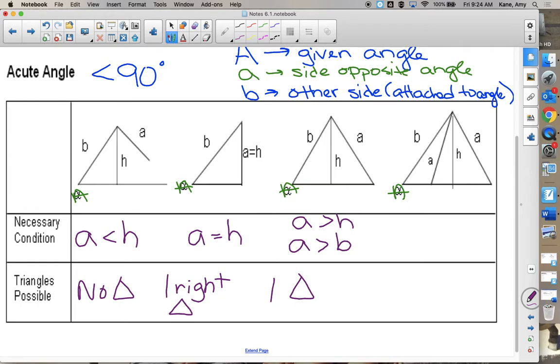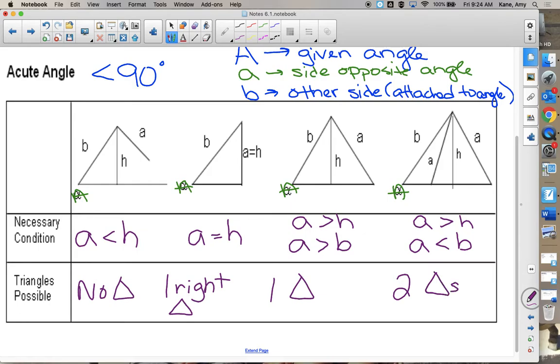And then the last type is when we end up getting 2, and that's the special case that we're really going to look at today. That happens, again, when A is greater than H. So it must be equal to or greater than for a triangle to exist, but then it's less than the other side. That then makes 2 triangles. And we're going to talk about that today.